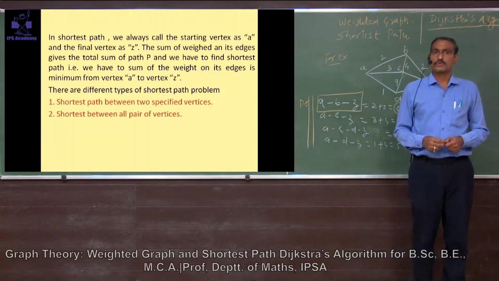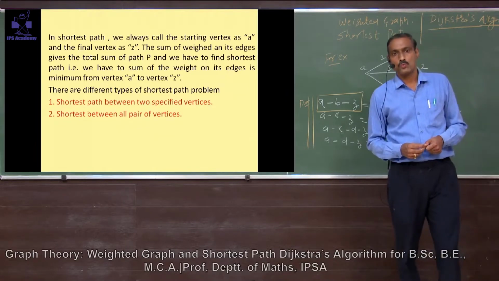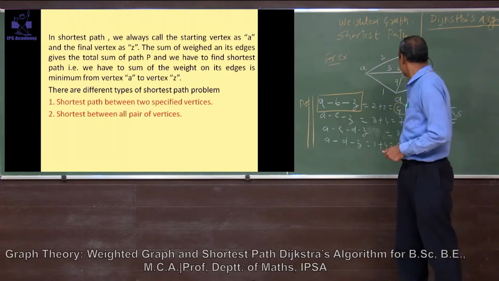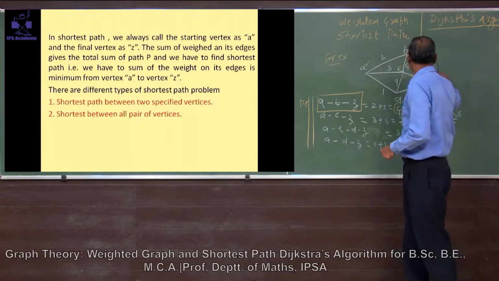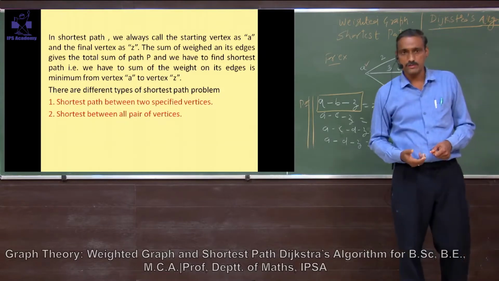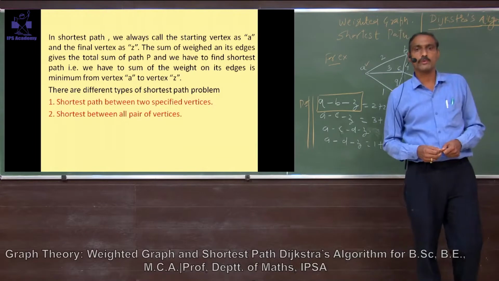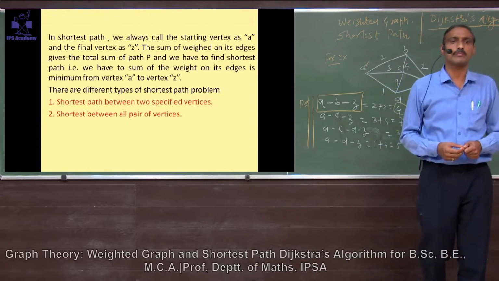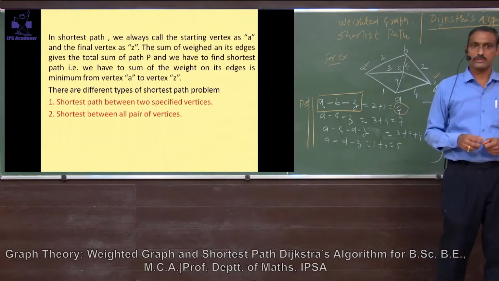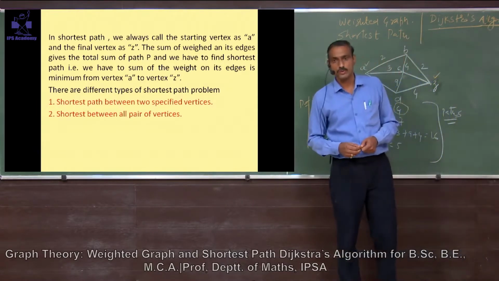We have to find the path for which the sum of the weights of its edges is minimum from vertex A to vertex Z. That means we want the path which has the minimum distance from A to Z. There are two different types of shortest path problem. First is the shortest path between two specified vertices, and second is the shortest path between all pairs of vertices. For the first, the shortest path between two specified vertices, we will use the Dijkstra algorithm.